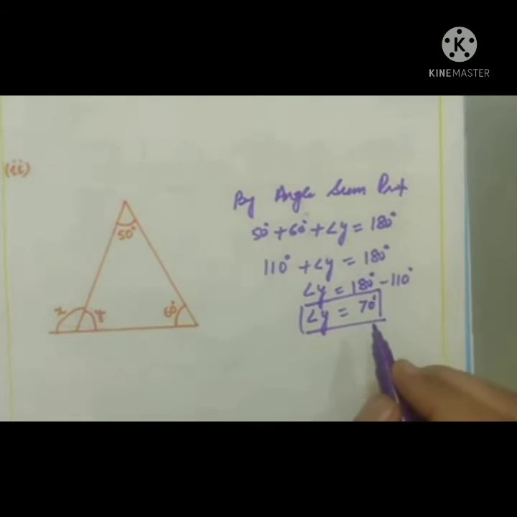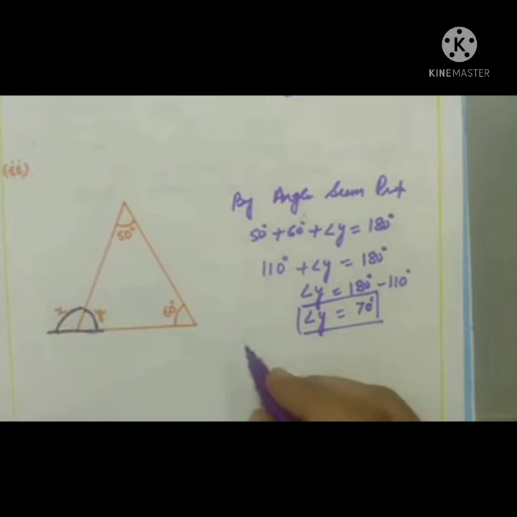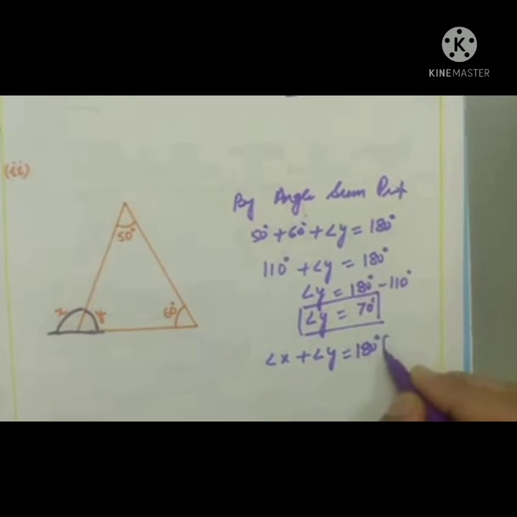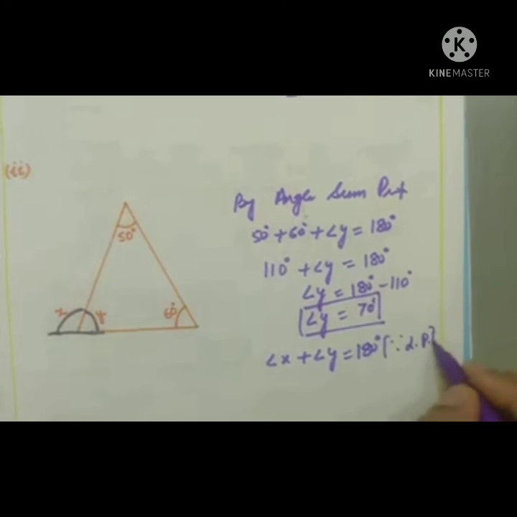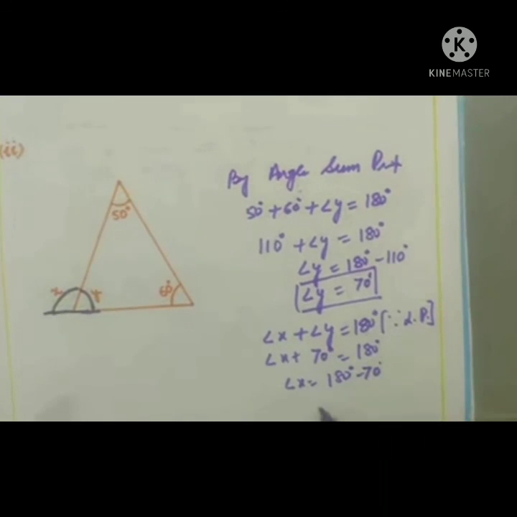Now we'll find the angle x. So here you can see angle x and angle y lie on a straight line. So this forms a straight angle, a linear pair. So we'll write angle x plus angle y is equal to 180 degrees. Reason is linear pair. So angle x will be as it is, angle y is equal to 70 degrees. So angle x is equal to 180 degrees minus 70 degrees. This is equal to 110 degrees. So the measure of angle x is 110.